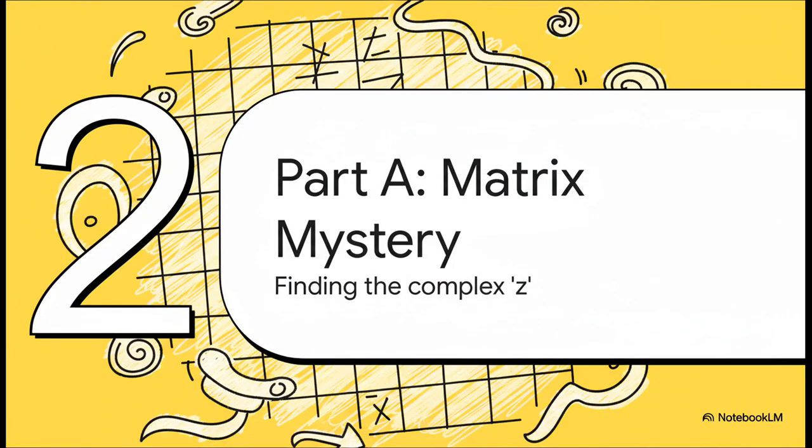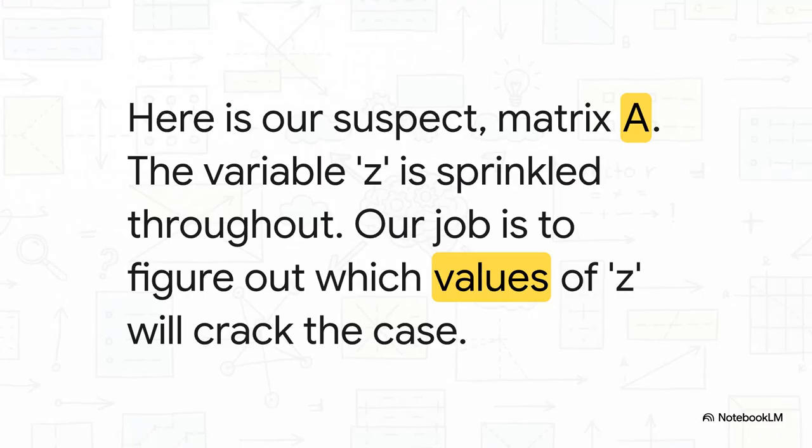Our mission, should we choose to accept it, is to take this matrix and figure out the exact values of a complex number z that make it do something very, very specific. And here's our main suspect, matrix A. Take a look. See how that variable z is just sprinkled all over the place? Our job is to figure out exactly which values of z are going to crack this case wide open.